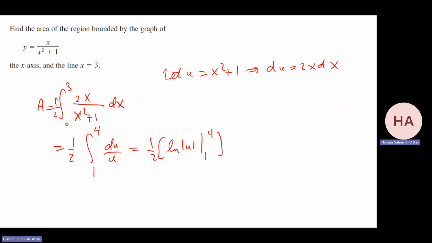And that gives me what? Is it 1 to 4? No, sorry. This is 0 to 3. It's 3 squared, that will be 10, and that will be 1, yes, from 1 to 10. So that will be half ln 10 minus ln 1, which is 0. So that will be the answer.